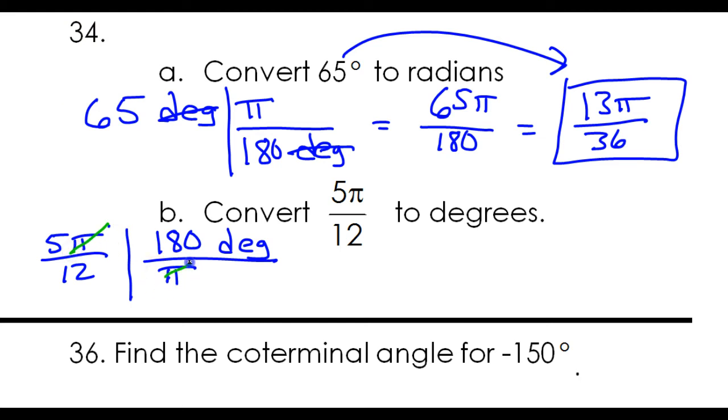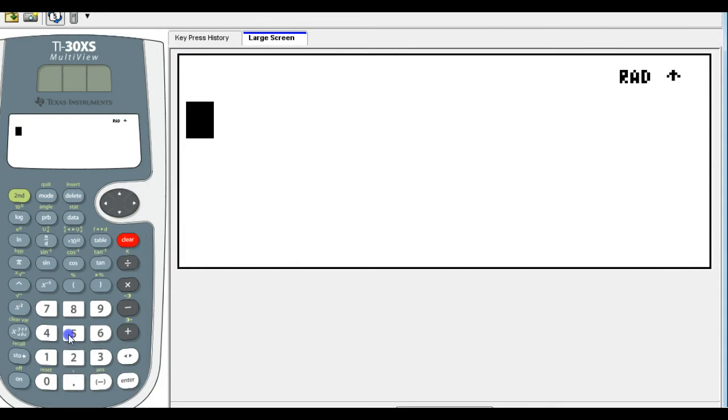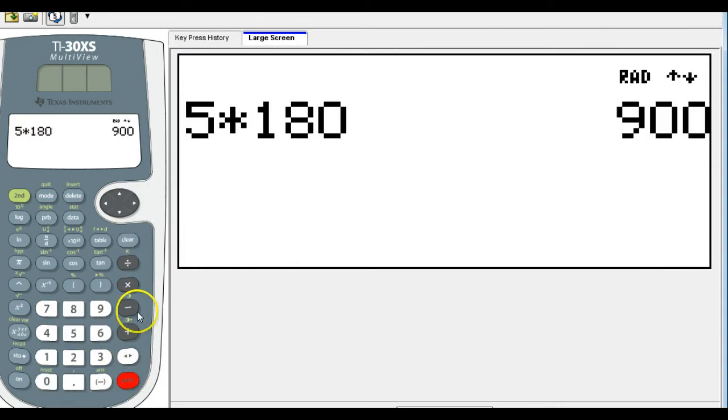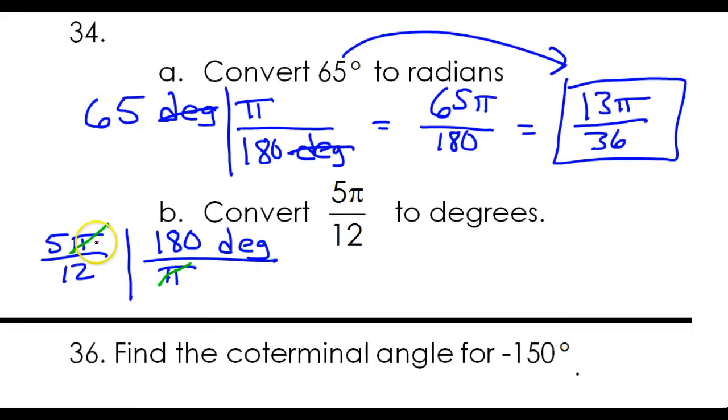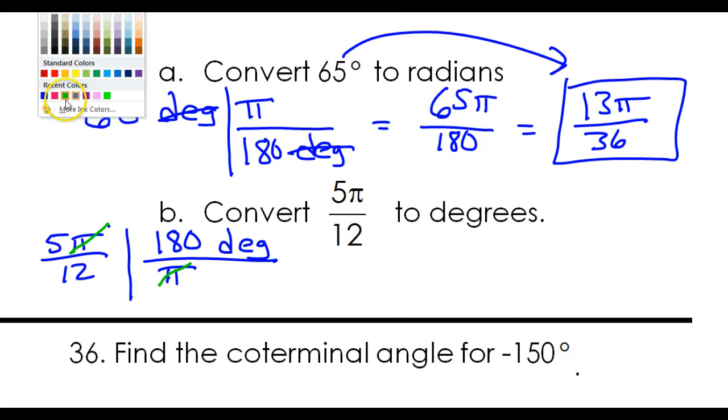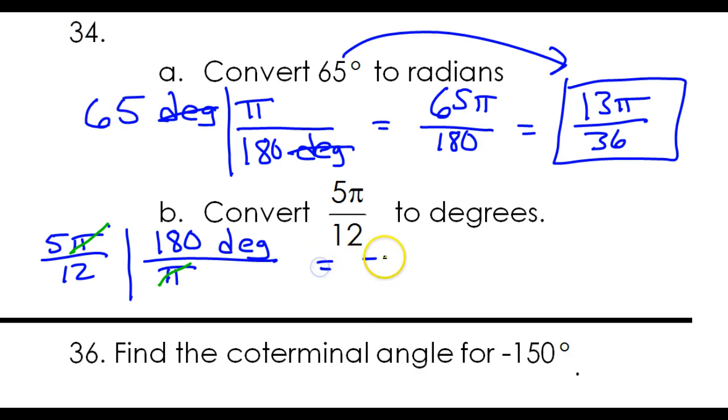So I won't have pi anymore. So it's just a matter of what's 5 times 180 divided by 12. That's all it is. And of course you could do that on a 4-function calculator. Alright, turns out to be 75. And again, the pi is gone. So this is going to be 75 degrees.